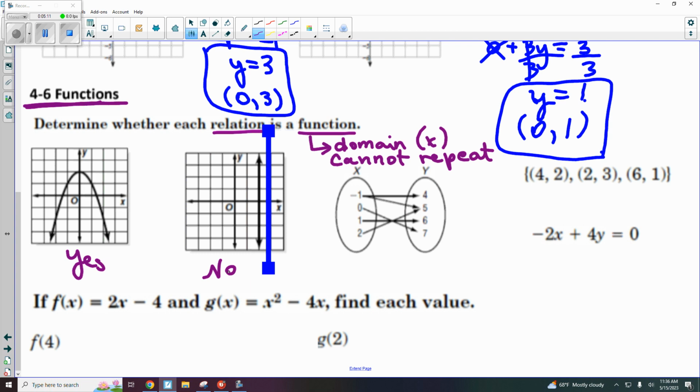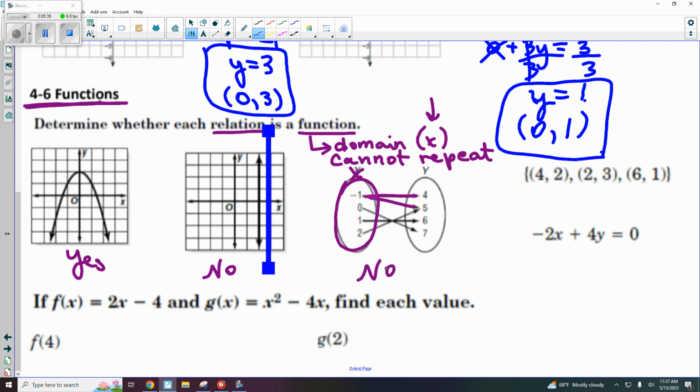Alright, now for a mapping. Once again, we only care about the domain, which is just your x values. So we're going to look at just your x values. How can you tell if a number is being used more than once? The line. So if you look here at -1, if it has two lines coming from it, that means it's used twice. So is this one a function? No, you got it.